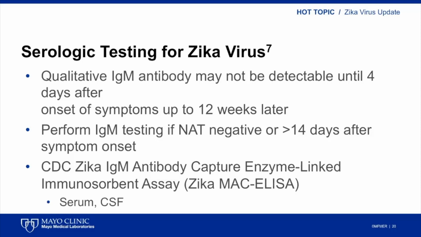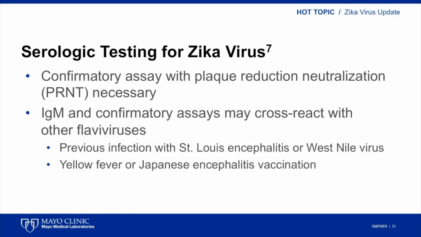The CDC Zika IgM antibody capture enzyme-linked immunosorbent assay, otherwise known as the Zika MAC ELISA test, is used in qualified public health and reference laboratories in the United States for the qualitative detection of Zika virus IgM antibodies in serum or cerebrospinal fluid collected from persons meeting the clinical and epidemiologic criteria for suspected Zika virus disease. Confirmation of any non-negative IgM result will require the use of a plaque reduction assay to detect specific neutralizing antibody to Zika virus. The PRNT assay is only performed at CDC or certain designated state laboratories.